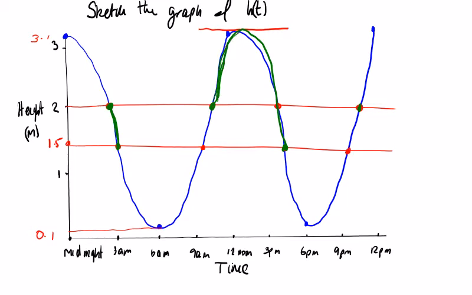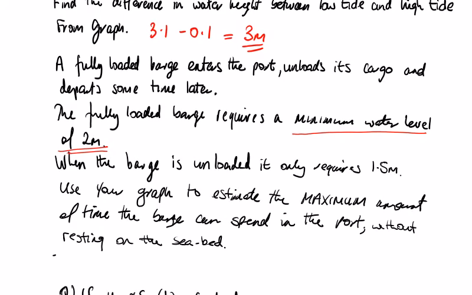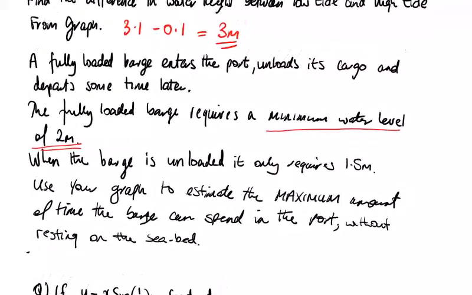He can enter at, what time is this? He can enter at, looks like it's about 10. And he'd have to leave before this point here, which looks about 4. So it looks to me about 10 AM to 4 PM is that band there. So it looks like he can spend about 6 hours in the port, 10 to 4. Max amount of time, I'm going to say 6 hours from my graph, which is the answer to this question.